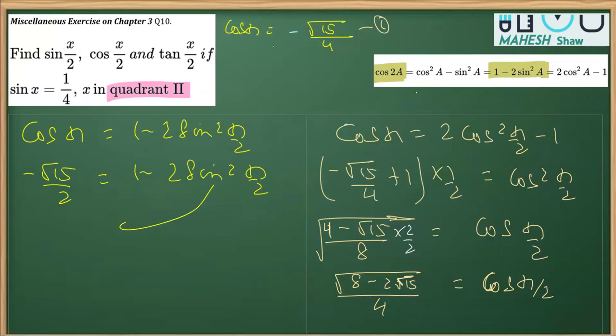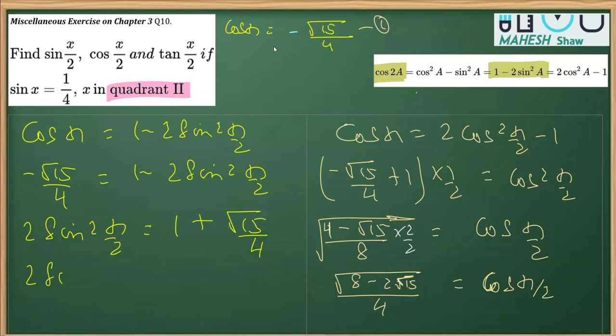Now first I'm transposing this to the left and this to the right. So what do we get here? This is 2 times sin square x by 2 is equal to 1 plus, will become minus on the other side, and divided by 2. So this is not 2. Once again, I made a mistake. This is copied wrong. It is actually 4 here. So now we'll get 2 sin square x by 2 is equal to 4 plus under root 15 over 4.